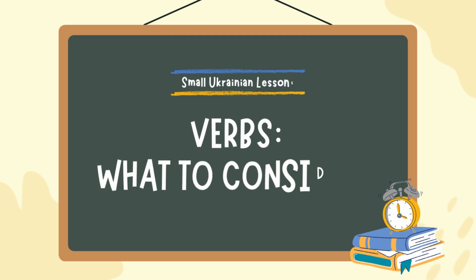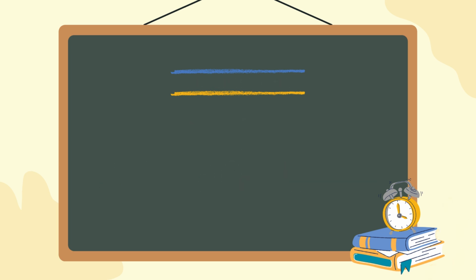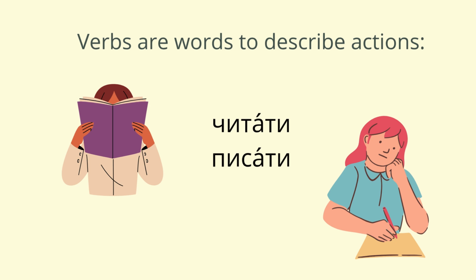The very next thing that you need to know after nouns is verbs, action words, to describe your actions in Ukrainian. So what to consider when you learn Ukrainian verbs? Verbs are words to describe actions. For example, читати, to read, писати, to write.